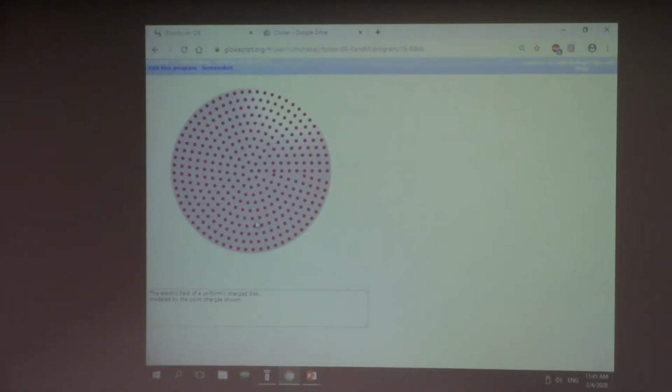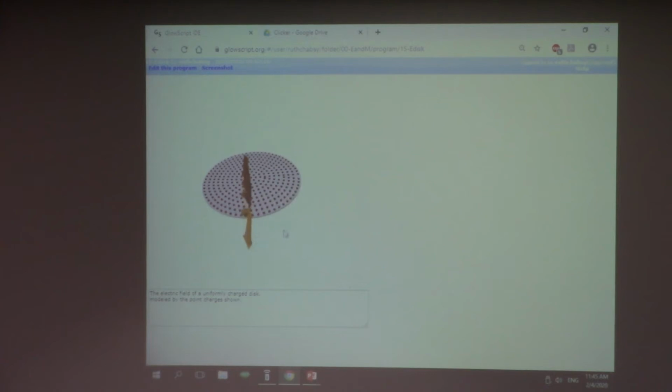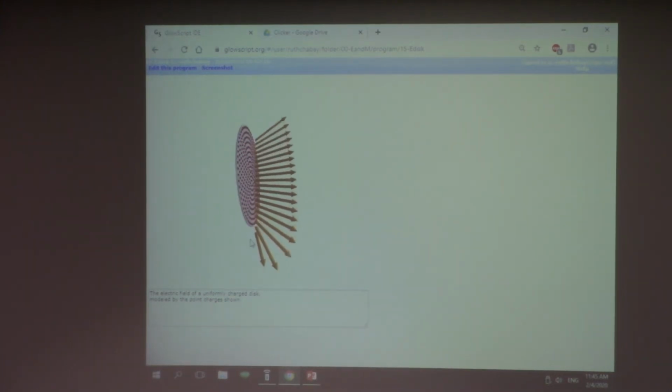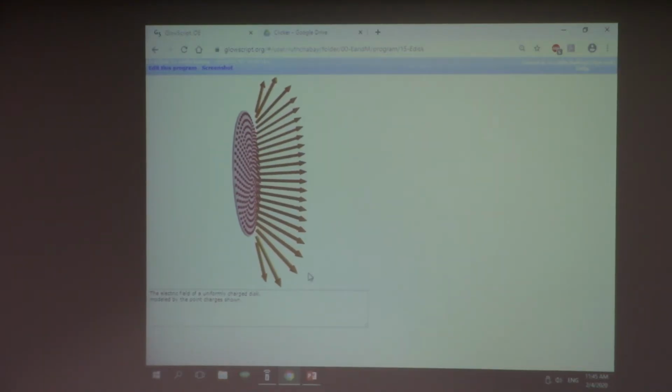So here's a uniformly charged disk approximated as point charges. And what we're doing is calculating the electric field along just one line going through the middle of the disk at the same distance. And we can see that as long as we're kind of near the center, again, it's not diverging very much.